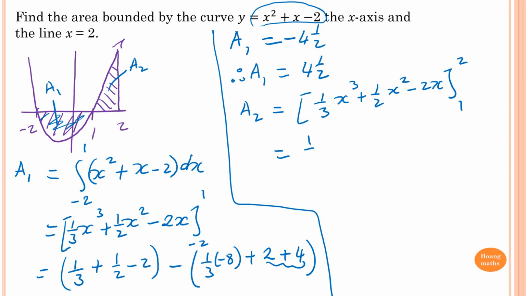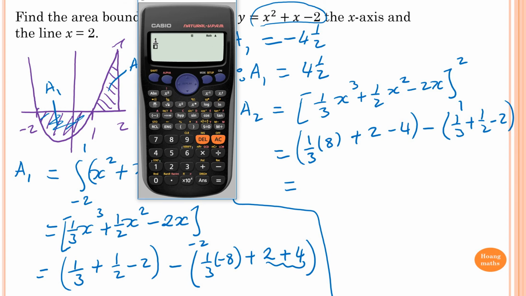So 2 power 3 is 8, so 1/3 of 8, or 8/3. And then plus 2 squared is 4, half of 4 is 2, and 2 times 2 is 4, so -4 out. And this one, take away, substitute 1 in, so 1 is just the same, so which gives me 1/3 plus a half minus 2. And I just put this in the calculator, which gives me 1/3 of 8. So I just go 1/3 of 8, I times by 8, and then minus, because 2 plus -4 is -2. I just -2 minus bracket.